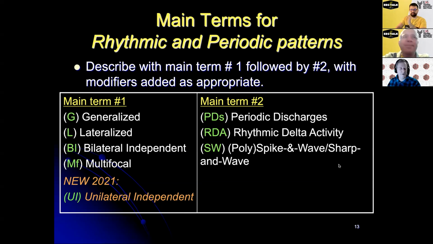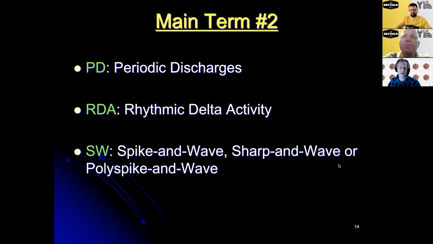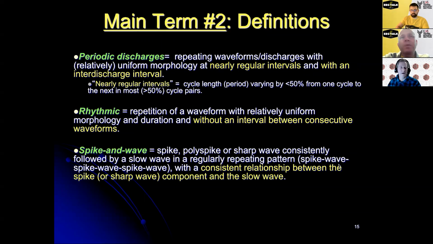So main term 1 is where the pattern is, like you just mentioned some of them. And then main term 2 is the actual pattern itself. And that's divided into these three: periodic discharges, rhythmic delta, or spike and wave. And the third one is much less common than the first two. And the main difference is periodic discharges have a break between them.